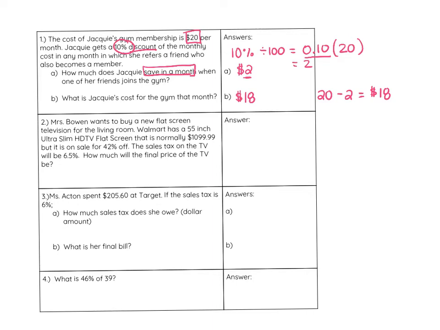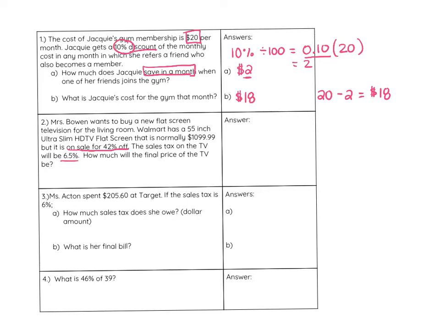Number 2, this one's a little tricky, so pay close attention. Mrs. Bowen wants to buy a new flat screen television for the living room. Walmart has a 55-inch ultra slim HD TV flat screen that is normally $1,099.99, but it is on sale for 42% off. The sales tax on the TV will be 6.5%. How much will the final price of the TV be?